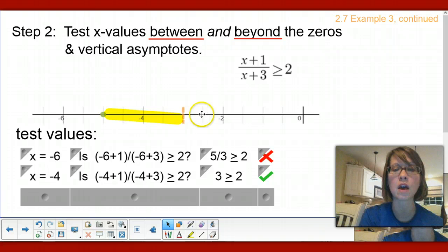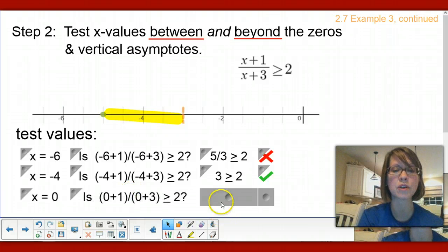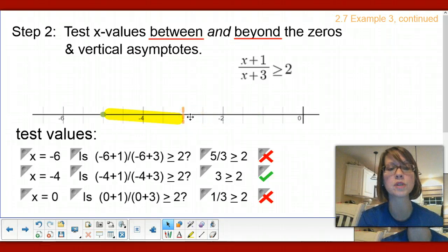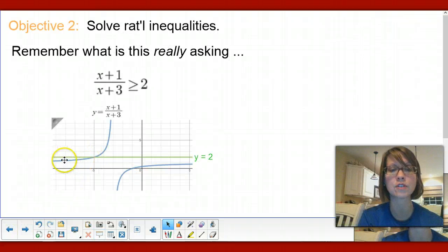We need to check on the other side of our vertical asymptote. So something over here, and my favorite, 0, I'm going to plug in anytime I can. Okay, so is this greater than or equal to 2? 1/3 is not greater than or equal to 2. So we know nothing over here is involved in the solution set. It's matching up with what we saw from the graph in the first slide. Back here didn't work. Over here didn't work. It was only this piece in the middle where the graph was above.